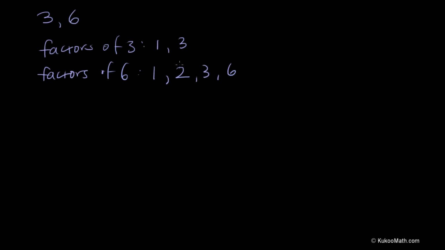So we see that both numbers, both 3 and 6, can be divided by 1. But we also see that both 3 and 6 can be divided by 3. 3 can't be divided by 6 because you see it's not in the factors of 3. So basically we know that 3 is the greatest common factor of 3 and 6. That's what a greatest common factor is.